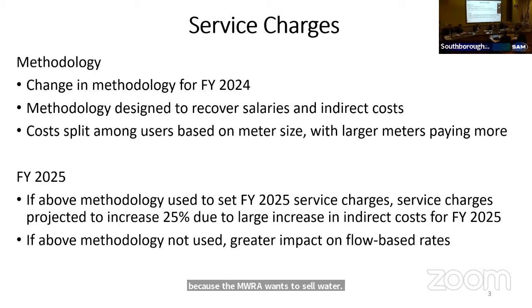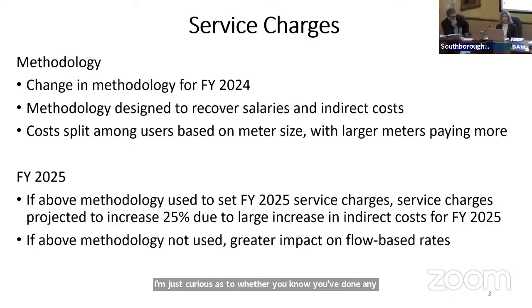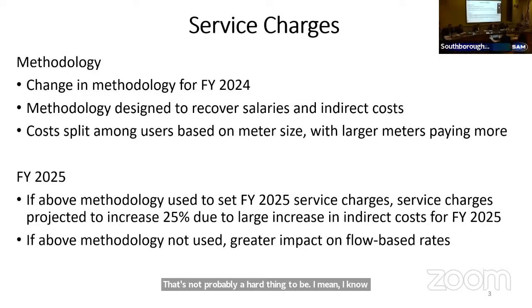But at that higher end, we are also competing with people who might make the decision to put in a well or may have a well on their property. I'm just curious as to whether you've done any analysis, whether you're sensitive to that or not. Whether we're sensitive to people possibly, whether we price it so high that we encourage people to go dig a well for their irrigation, stay on town water for the house, but dig a well for their irrigation. So is there some type of break even where it looks like we might flip people over to thinking that's the better thing to do? That's probably a hard thing to compute. But I know people that have done that. I do too. Definitely possible.